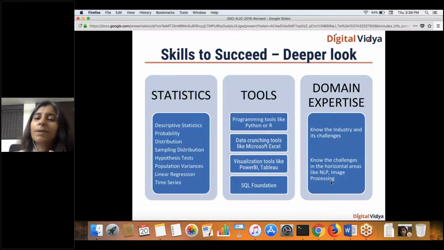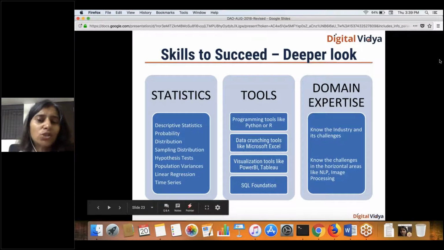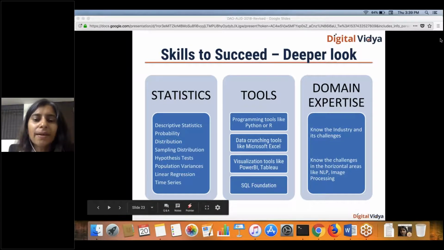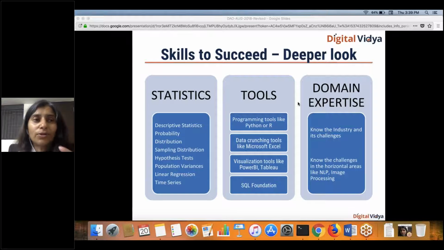The second key aspect is the tool. One will need to use at least one tool and become really good at it. And then the domain knowledge, because there's no way to really solve those business problems if you do not know the business of it. So these are the accumulation of skills that you require to be a good data analyst and data scientist, which is really the difference.